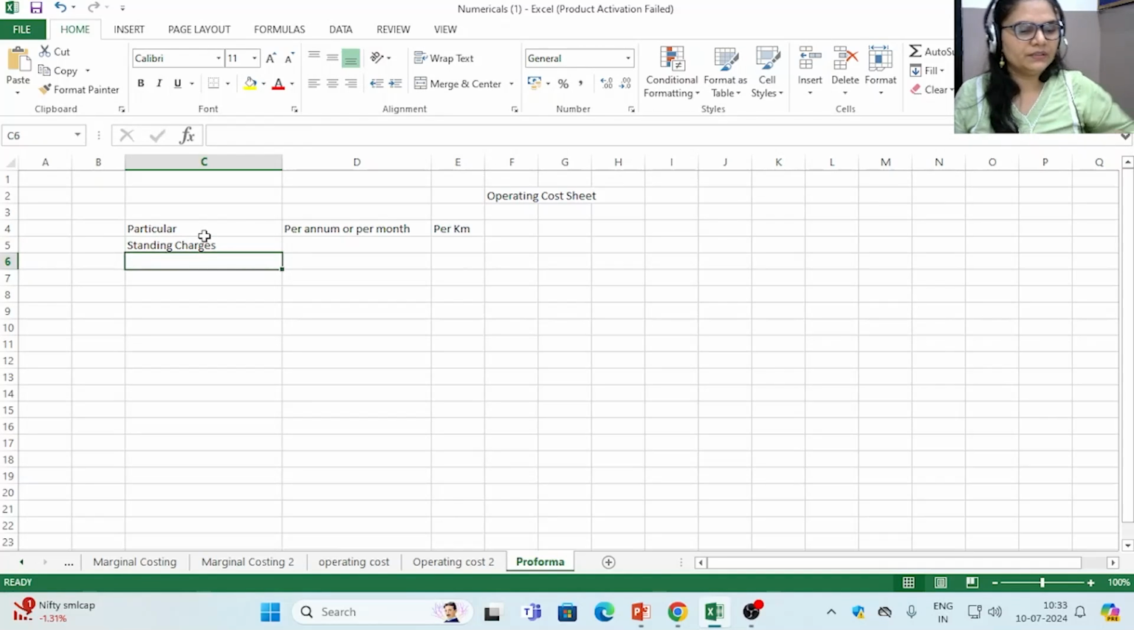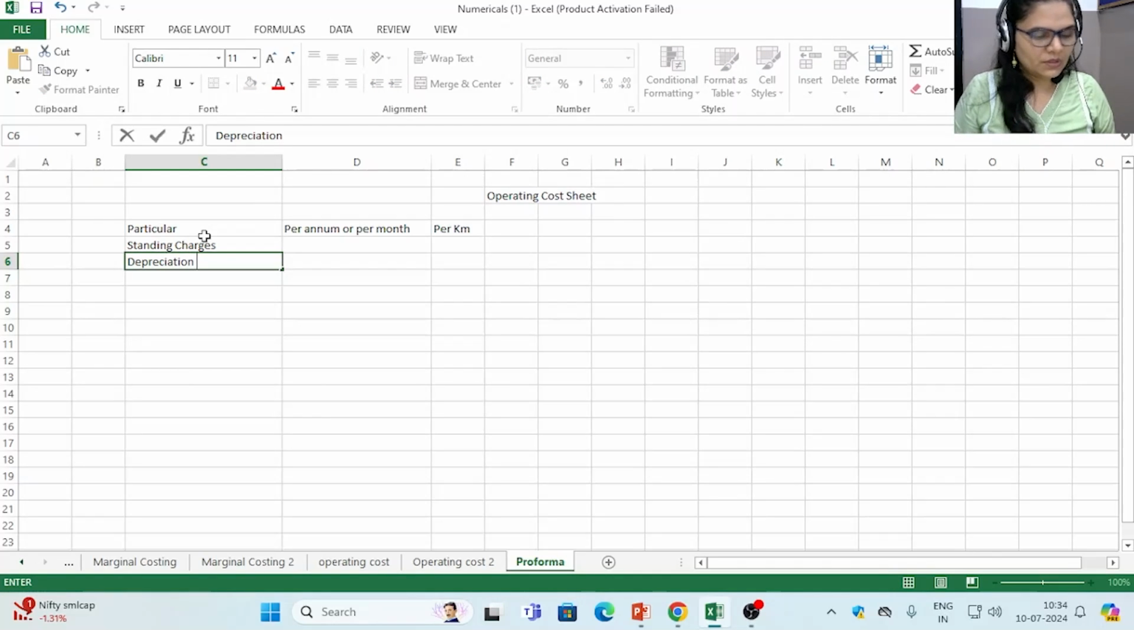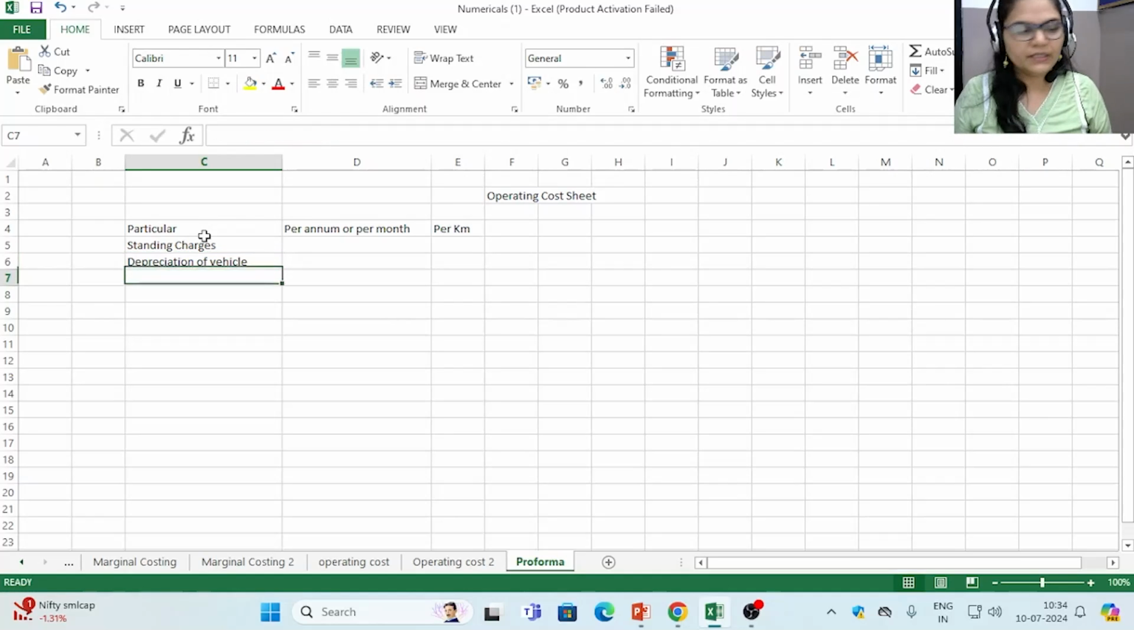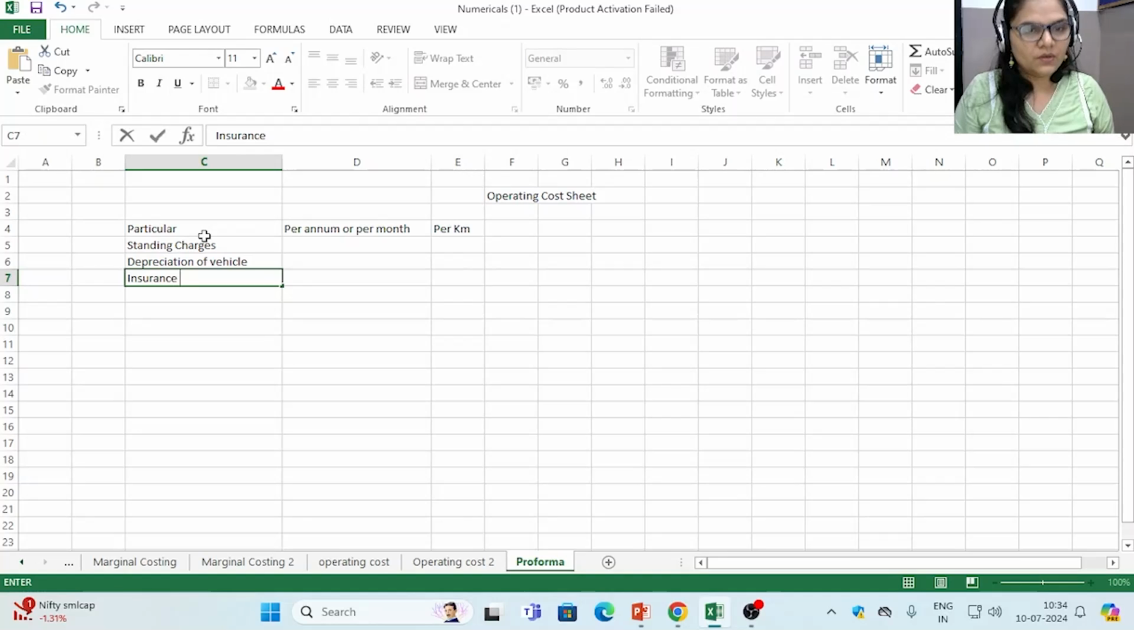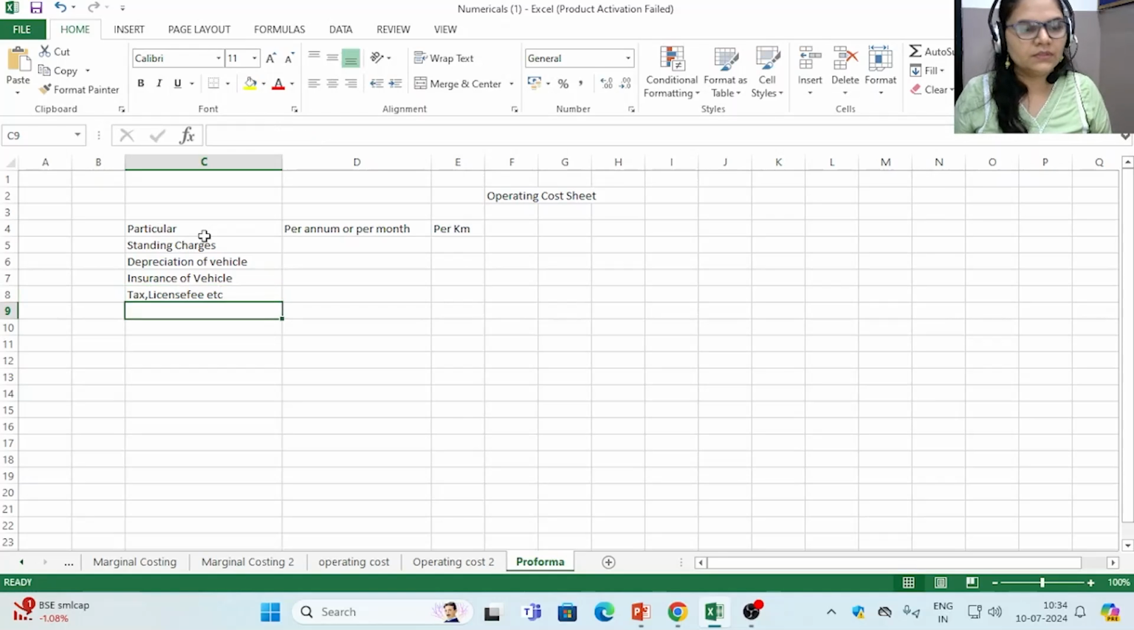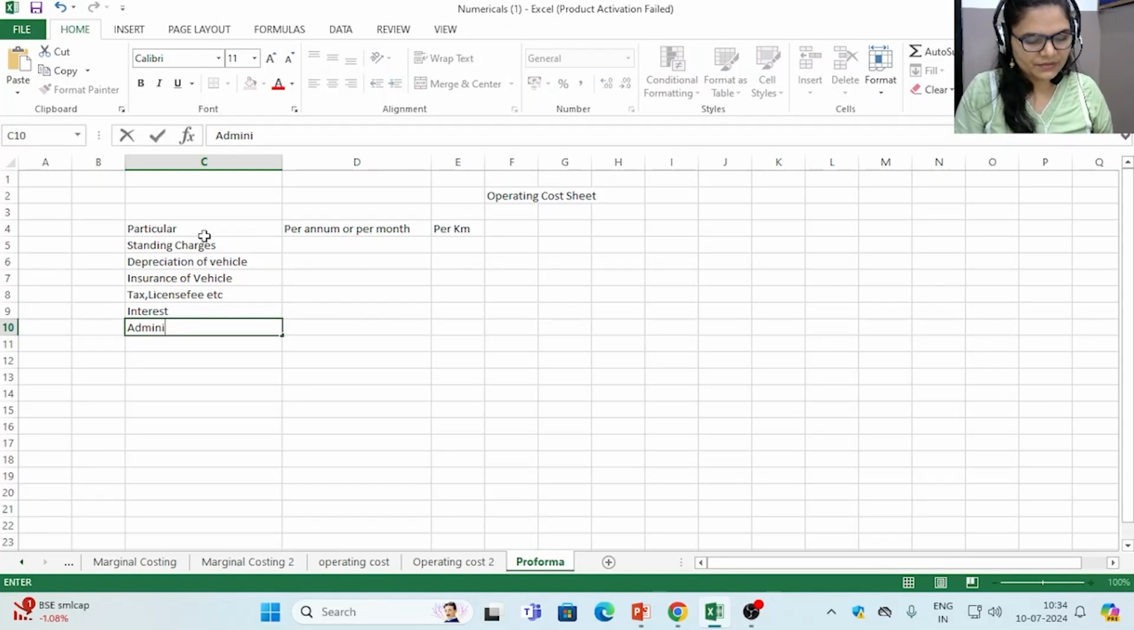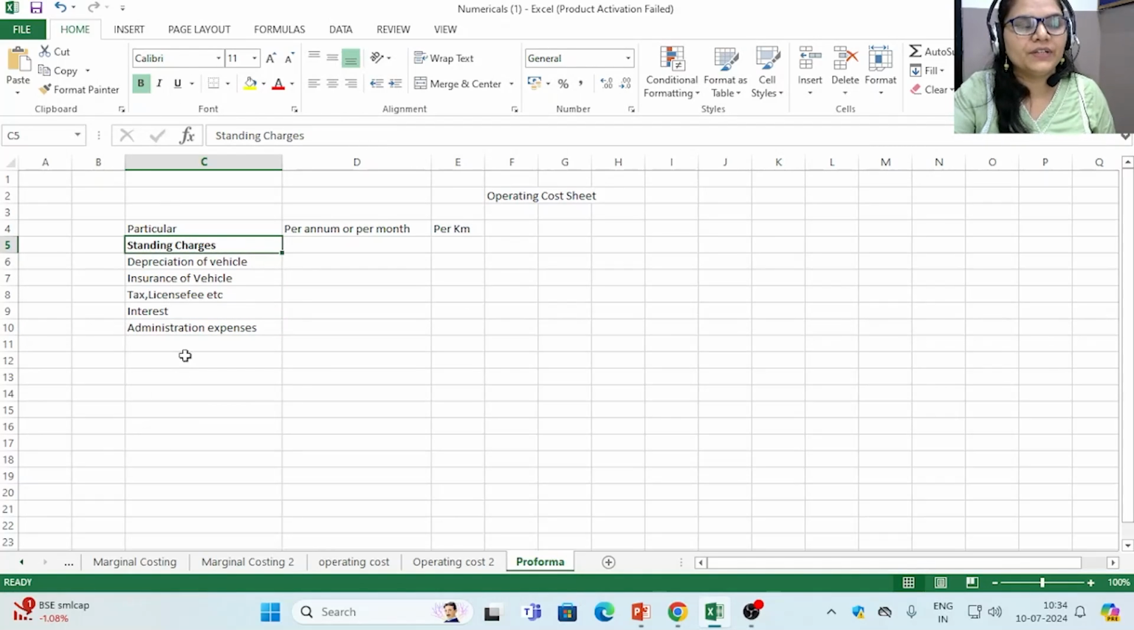So you can write over here what your standing charges are: depreciation of vehicle, insurance of vehicle, tax, license fee, etc., interest, and administration expenses. So these are your standing charges. I'll make this bold so that you have more clarity when you are studying it.